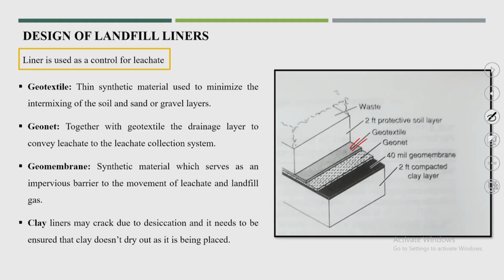Geomembrane is the synthetic material which serves as an impervious barrier to the movement of leachate or landfill gas. So, the geomembrane will be at the bottom, so that this is the complete impermeable barrier for the leakage of leachate into the ground. And finally, the clay liner may crack due to desiccation, and it needs to be ensured that clay does not dry out as it is being placed.